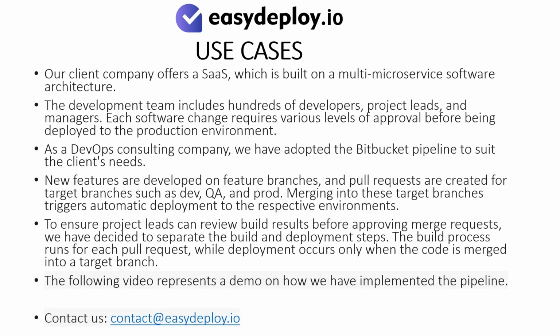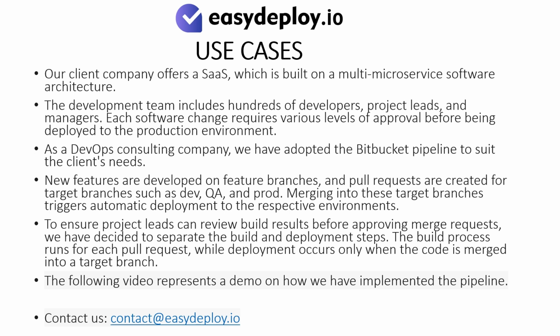Use cases. Our client company offers a SaaS, which is built on a multi-microservice software architecture. The development team includes hundreds of developers, project leads, and managers. Each software change requires various levels of approval before being deployed to the production environment. As a DevOps consulting company, we have adopted the Bitbucket pipeline to suit the client's needs.